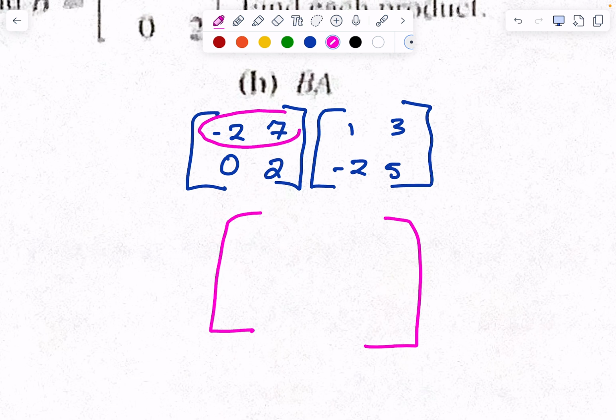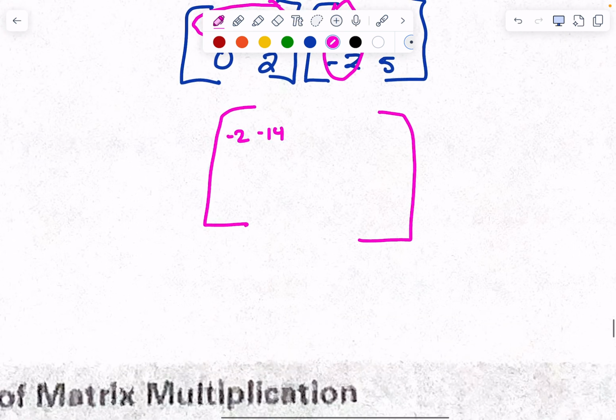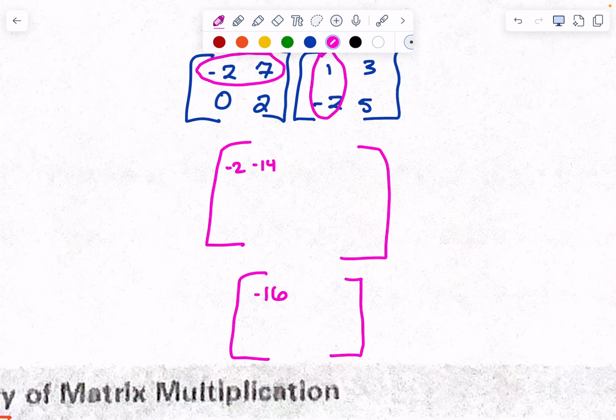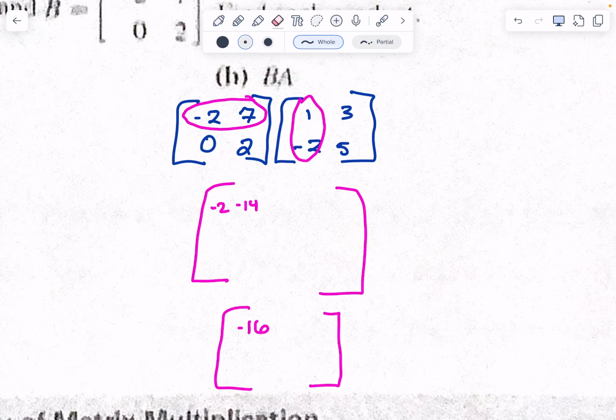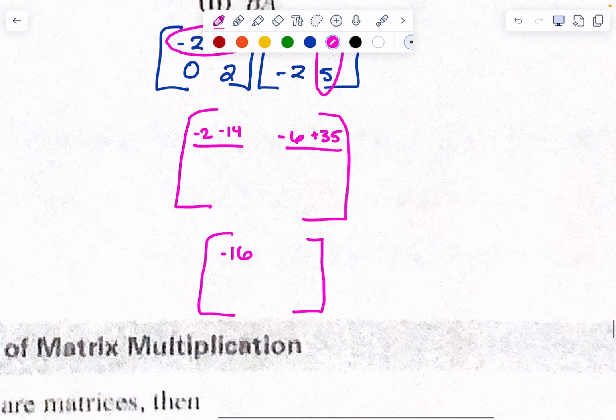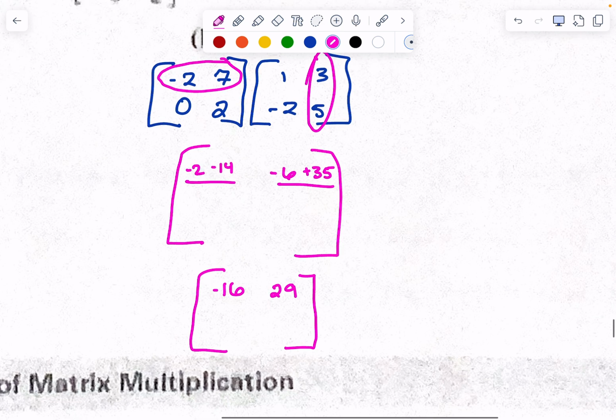So row times column. Okay, negative 2 times 1 is negative 2. 7 times negative 2 is negative 14. So in that first top cell should be, what, negative 16? Yeah? Okay, now I'm doing that row times the second column. So negative 2 times 3 is negative 6. 7 times 5 is 35. Negative 6 and 35 is 29. Yeah? Okay. All right, there's that. So I'm done with him, and I'm done with him.